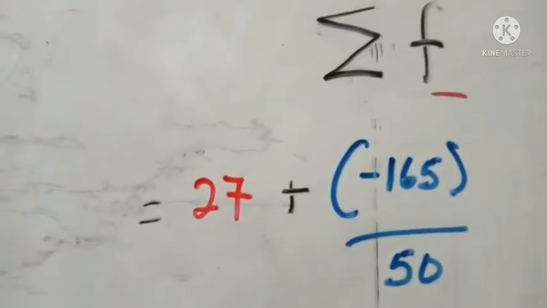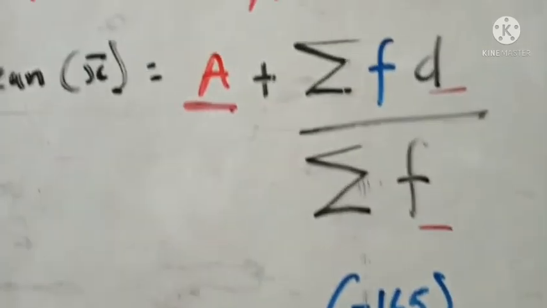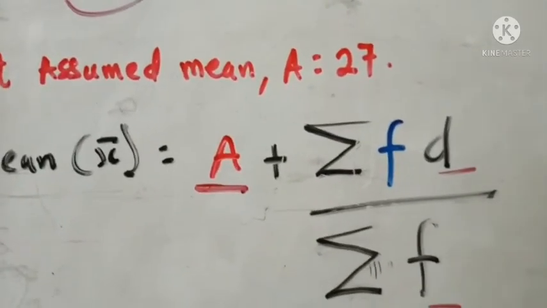Is that okay? So if you are given the assumed mean, that is fine. So if you are not given, this is how simple you have to choose the assumed mean from the class midpoint.